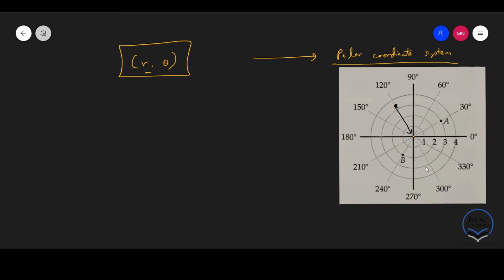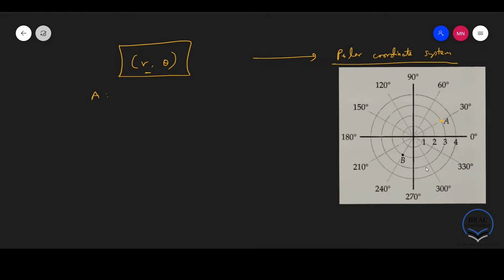And what will be my theta? Well, theta is defined in the same way as it is defined for a unit circle. Theta will be my angle from the positive x-axis, rotated anti-clockwise until we reach this point, right? This will be my angle theta. So as you can see, we have some point A on this polar coordinate system. What are the polar coordinates for this point A?